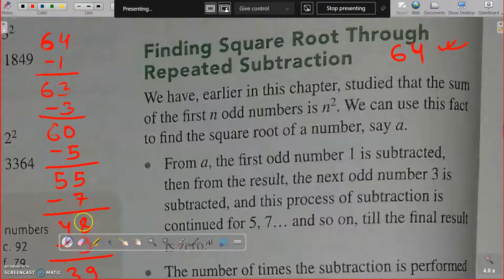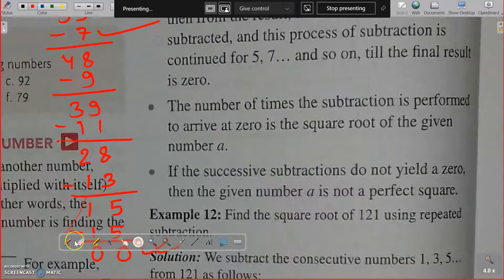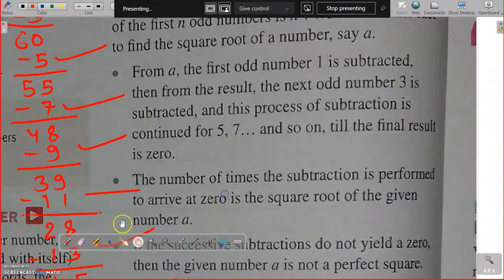So just see: once, twice, thrice, 4 times, then 5 times, 6 times, 7 times, 8 times. 8 times we subtracted and it came to 0. So we can write the square root of 64 is 8, or even plus or minus 8 we can write, because 8 into 8 is 64 and minus 8 into minus 8 is also 64.